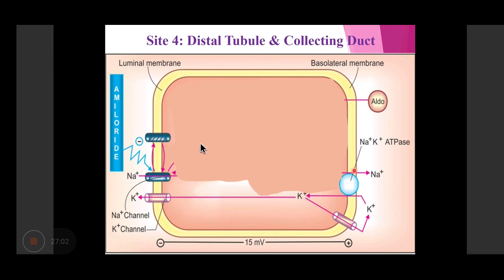Yes, so Ansh had asked a question. This amiloride sensitive sodium channel is ENaC only. Yes, that is the ENaC channel. ENaC stands for epithelial sodium channel. So I hope I was clear here about sites 1, 2, and 3 being blocked and sodium coming to site 4.